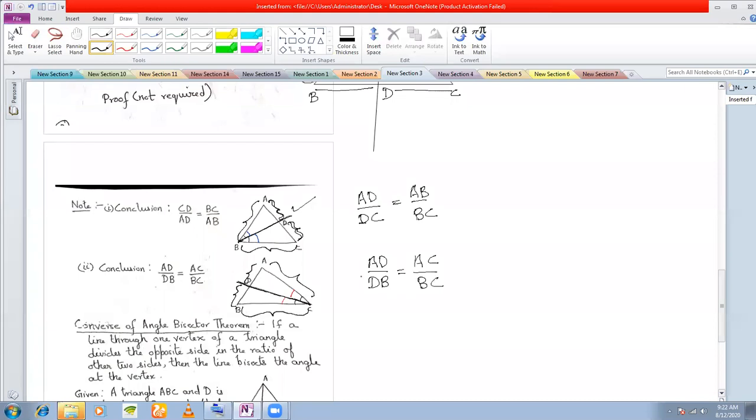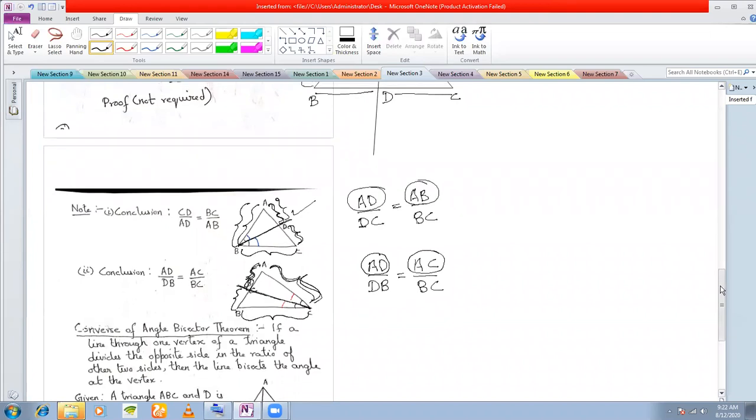Now remember, what you must note here is that when I'm writing AD, I'm writing EC on the other side. The sides must be on the same side. So when I'm writing AD, I have my AC in the numerator. That is, the ones which are on the same side are in the numerator. Similarly, when I'm writing AD in the numerator, I'm writing AB in the numerator. That is what you must remember. This is your angle bisector theorem.